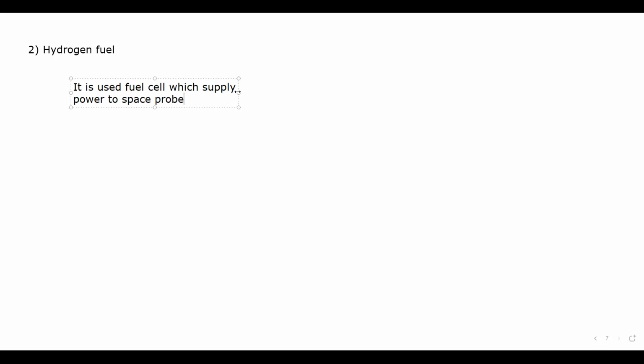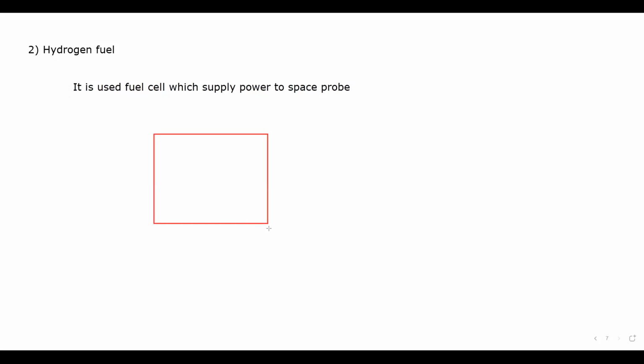Normally when they're sending rocket missions to space, there is a device called a fuel cell. Basically, a fuel cell uses hydrogen as a fuel. How does it work? I'm not drawing the complete fuel cell, but it's like a box which has two inlets and one outlet.